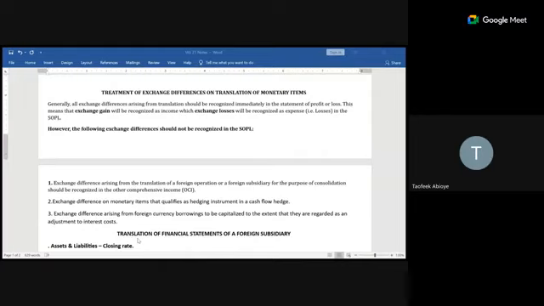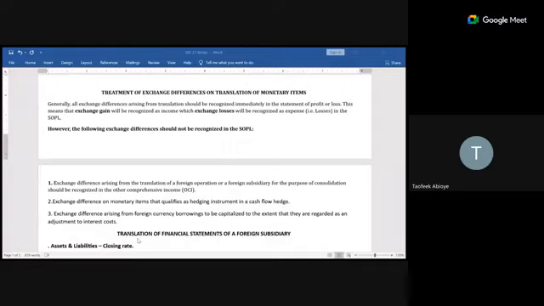Do you remember this? I will remind you: when you are dealing with exchange difference on foreign operation, that means when you have a foreign subsidiary and you are a parent company, you need to translate that foreign subsidiary to the functional currency of the parent. When you are translating, there will be an exchange difference. IAS 21 says, please recognize it in OCI. Please don't take it into P&L.